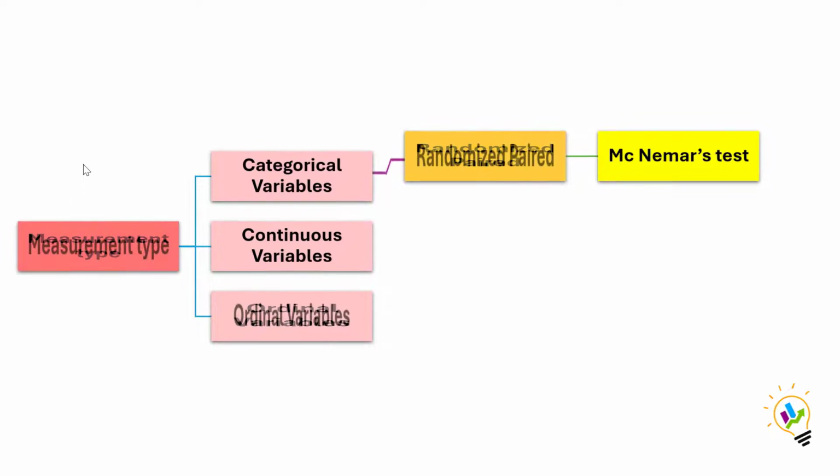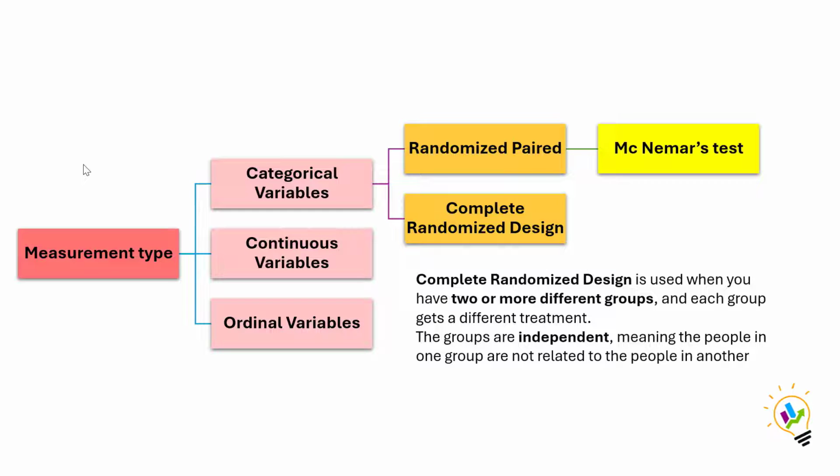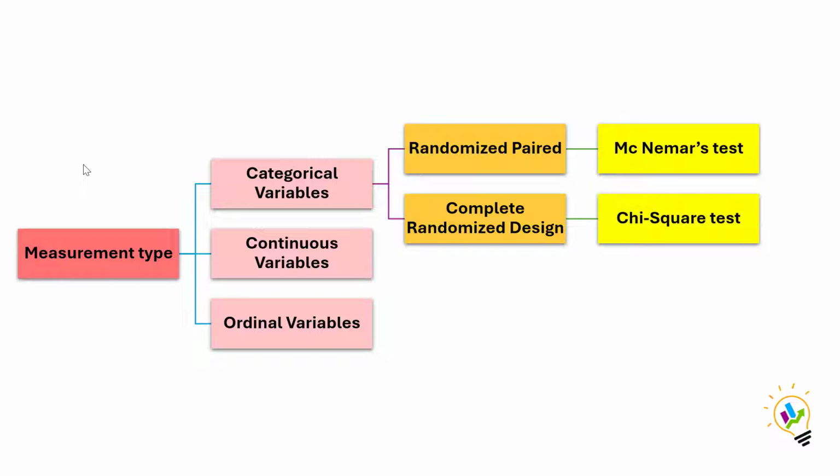Next in the categorical variable is the completely randomized design. For example, you want to analyze whether there is any difference between male and female towards job categories. Here we have two groups, male and female. This is called a completely randomized design. In this case, you must use the chi-square test. So for a categorical variable, you see whether it is paired or not. If it is paired, McNemar test. If they are not paired, if they are independent, then you must use the chi-square test.